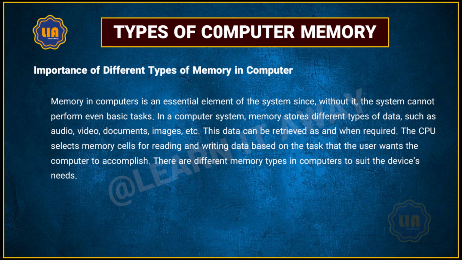Importance of different types of memory in computer. Memory in computers is an essential element of the system since, without it, the system cannot perform even basic tasks. In a computer system, memory stores different types of data, such as audio, video, documents, images, etc. This data can be retrieved as and when required. The CPU selects memory cells for reading and writing data based on the task that the user wants the computer to accomplish. There are different memory types in computers to suit the device's needs.